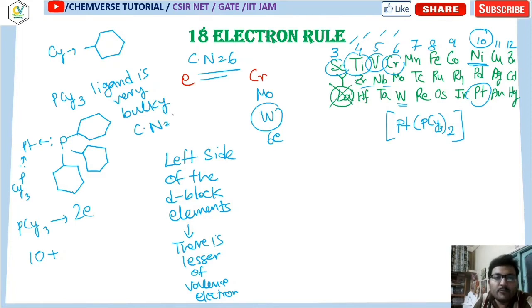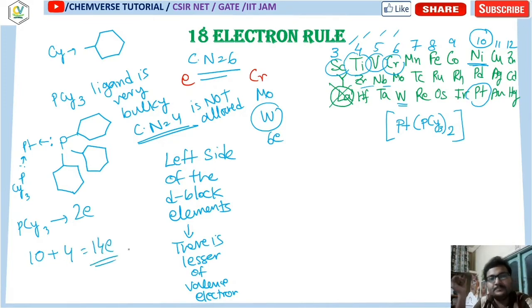So even coordination number 4 is not allowed. It is due to the bulkiness around this platinum, 4 PCy3 ligands cannot be accommodated. So there will be only 2 PCy3 ligands, and that means 2 into 2 is 4, so overall it is a 14 electron complex, and it has to satisfy with this 14 electron count, otherwise it will be much more destabilized. But this compound is more or less stable and it is formed. So this is the case where the 18 electron rule is not obeyed.